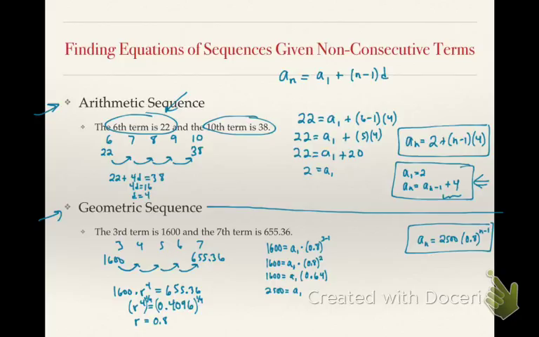In the recursive form, I'm going to do this one in terms of function notation. I could do it with the a notation, but I'm going to use the function notation. The first term is 2500, and the nth term is found by taking the previous term and multiplying it by 0.8. So I'm going to write 0.8 times the previous term.